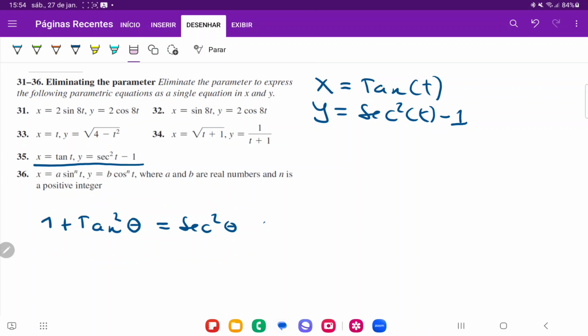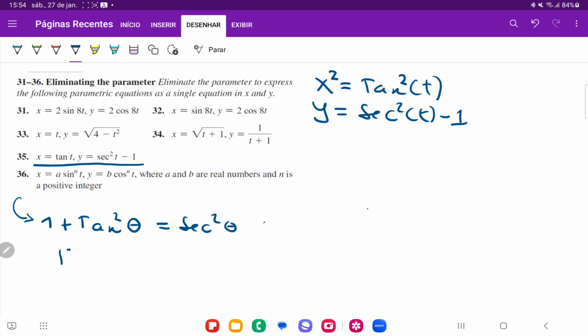So before we can do anything, let's check what we have. We have secant squared minus 1, and we have tangent, and we need tangent squared. So the first thing that we're going to do is square both sides. So x squared is equal to tan squared of t. And now let's look at what y is. So y is secant squared of t minus 1. So let's manipulate this identity here, and let's get secant squared minus 1.